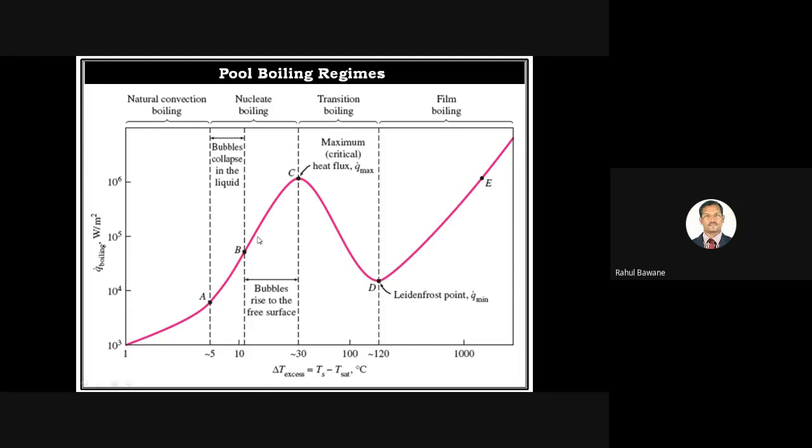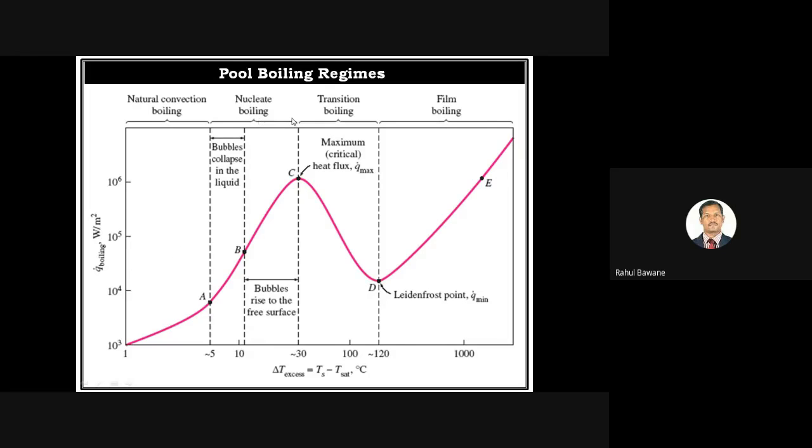So this is called the pool boiling region, and there are four regions. One is natural convection, in which not a single bubble is formed. There is a convection current formed due to low density liquid and high density liquid. So warmer liquid will move upward, and colder liquid will move downward towards the heating surface.